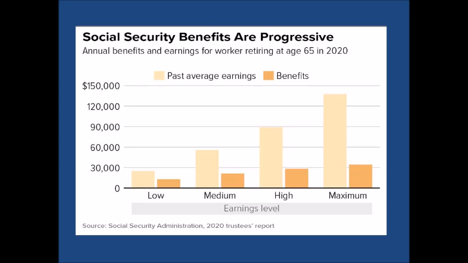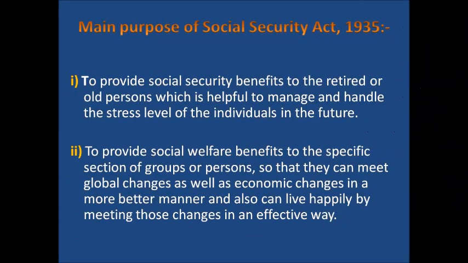Now, we will understand the main purpose of Social Security Act 1935. The first one is to provide Social Security benefits to the retired or old persons, which is helpful to manage and handle the stress level of the individuals in the future. The second one is to provide social welfare benefits to the specific section of groups or persons so that they can meet global changes as well as economic changes in a better manner and also can live happily by meeting those changes in effective way.